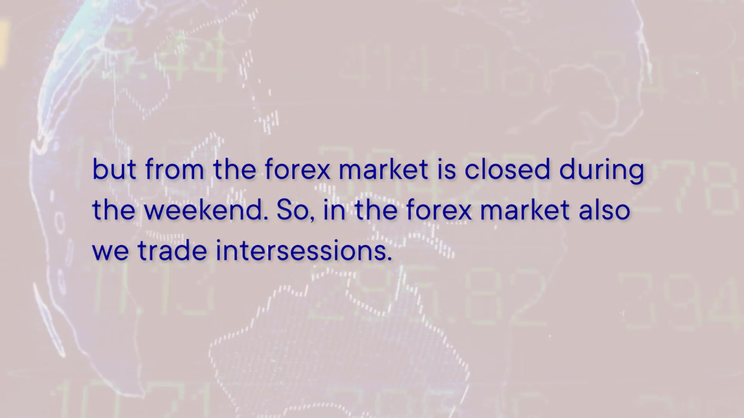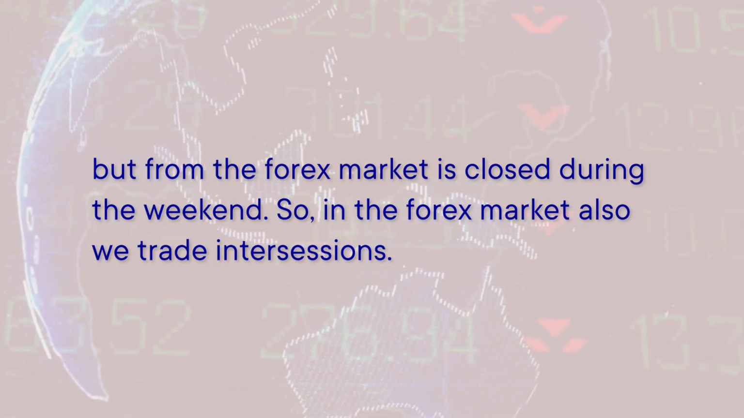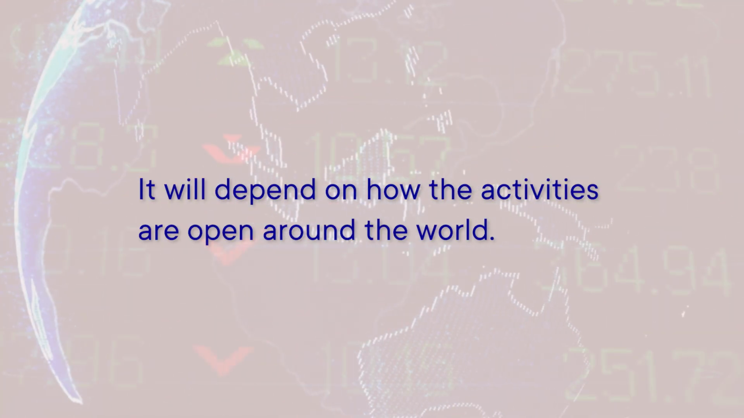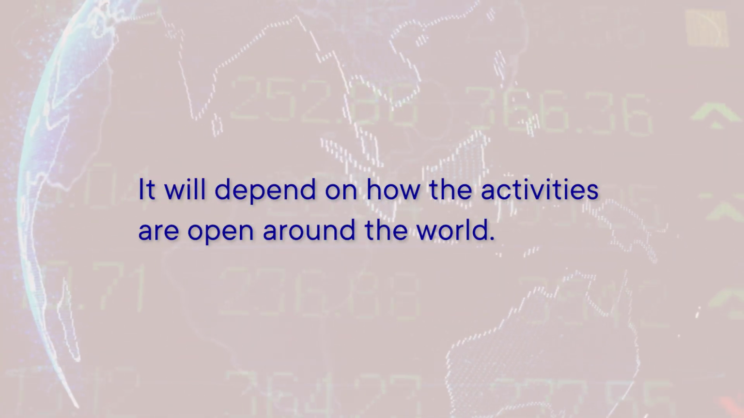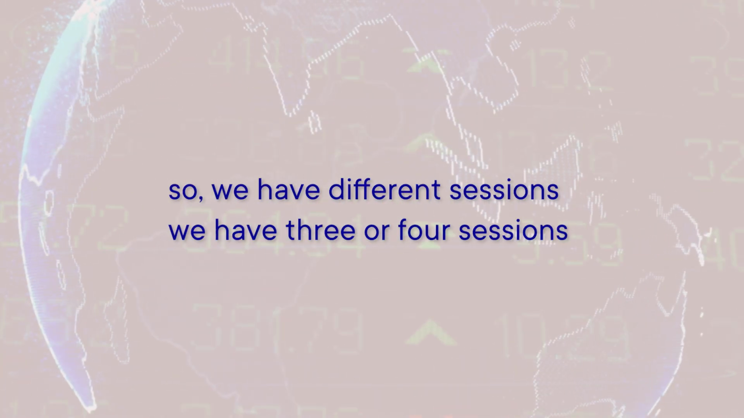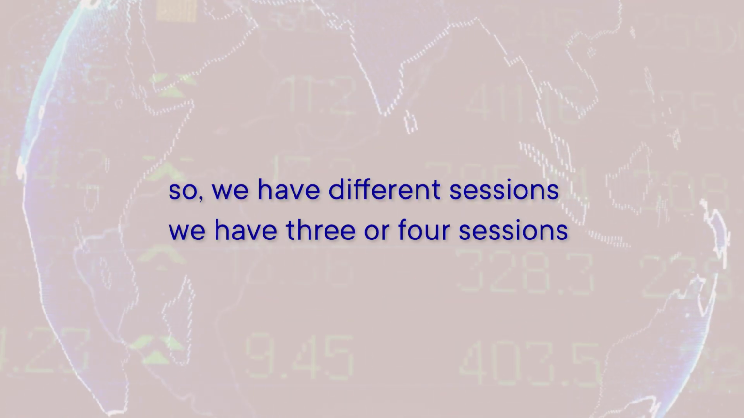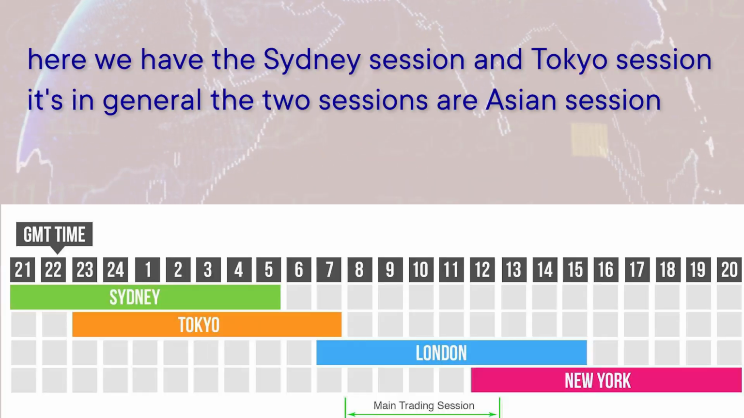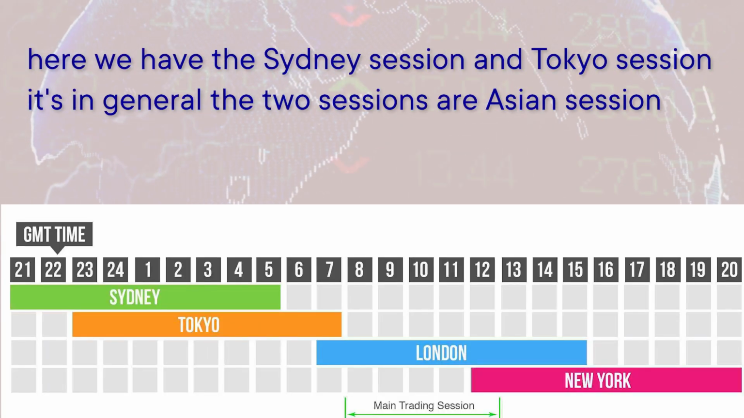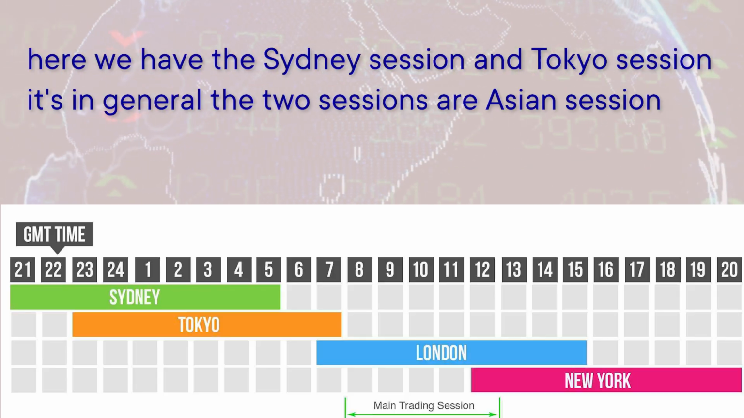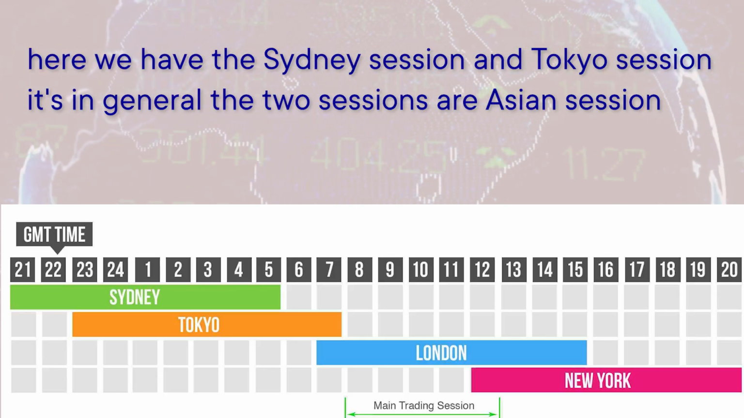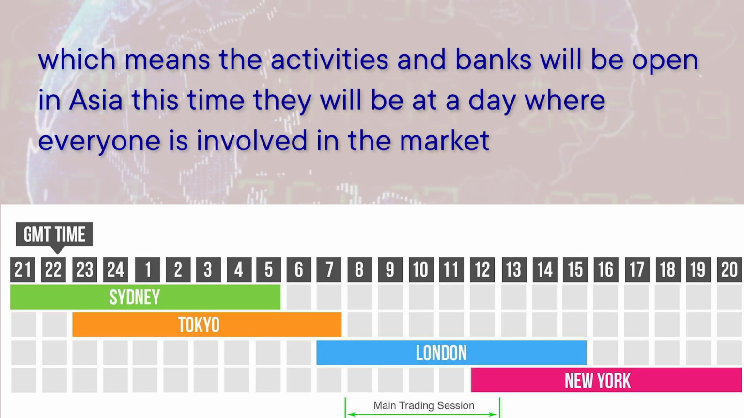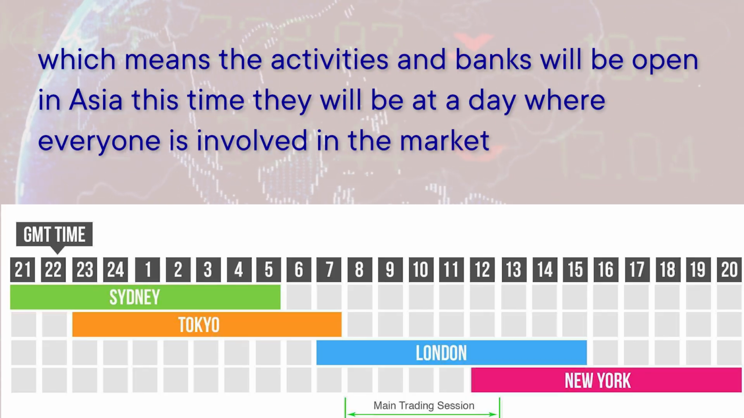In the forex market also, we trade in sessions. It will depend on how the activities are open around the world. So we have different sessions. We have 3 or 4 sessions here. We have the Sydney session and the Tokyo session. In general, these 2 sessions are the Asian session, which means the activities and banks will be open in Asia.